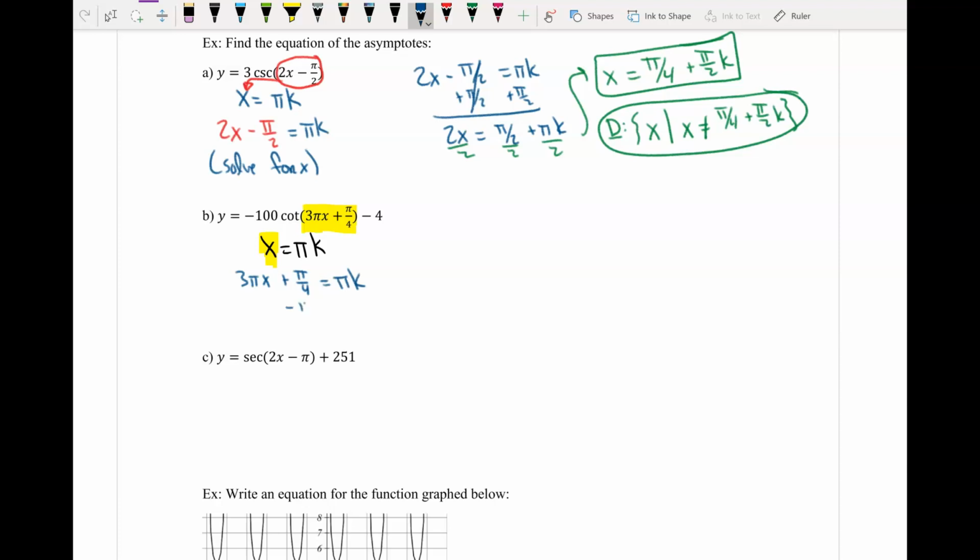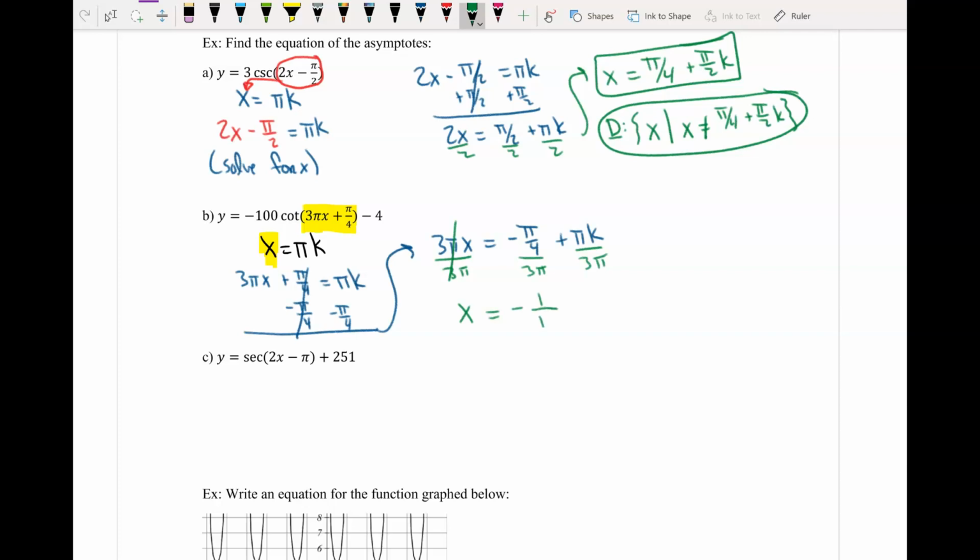I'm going to subtract over the pi over 4. And we're going to have 3 pi x is equal to negative pi over 4 plus pi k. And now we're just going to divide by 3 pi. So x equals, what would this be? So the pi's cancel out, so I get negative 1 over 12 plus 1/3 k. This would be my equation of the asymptotes.